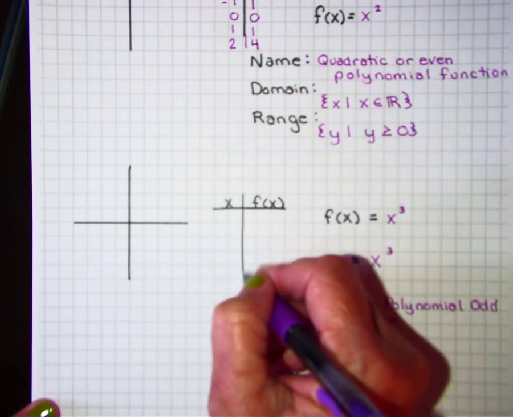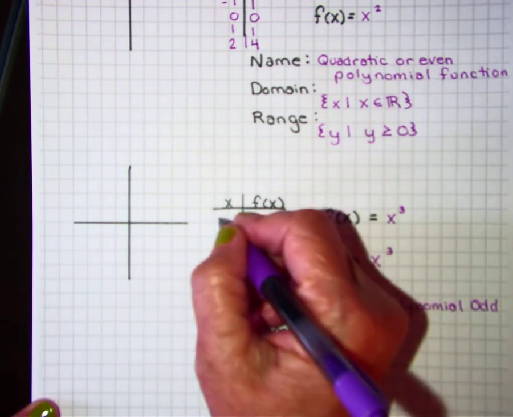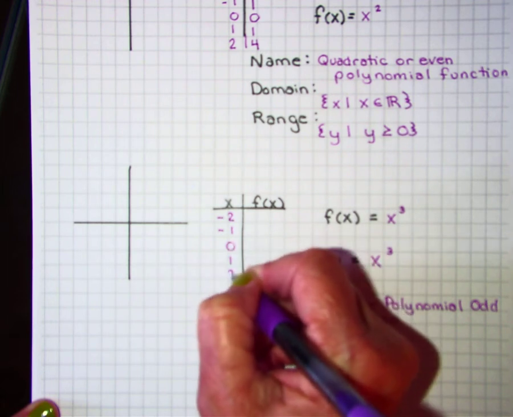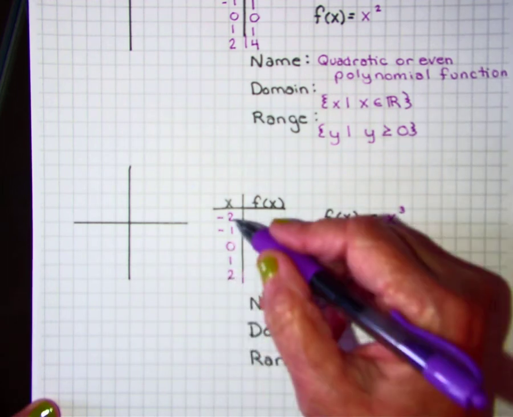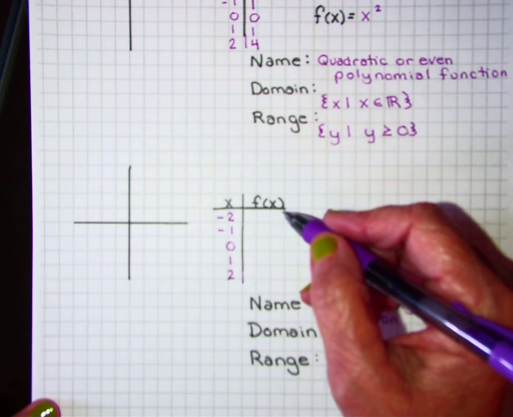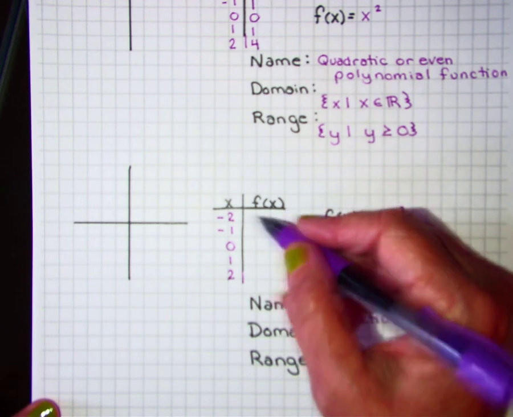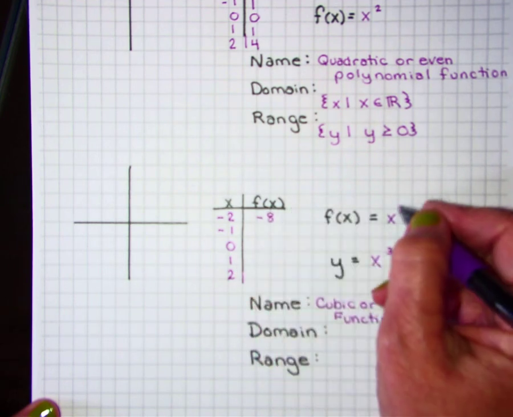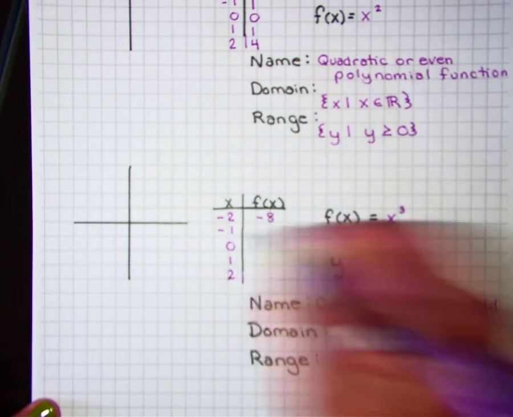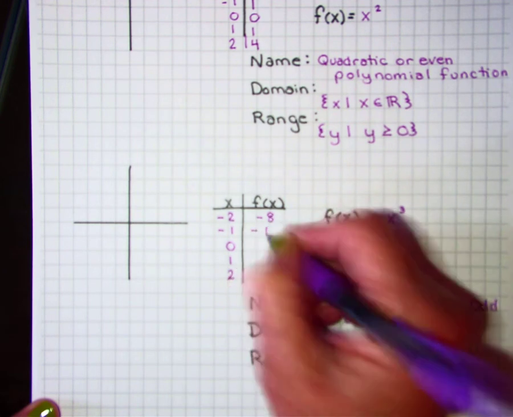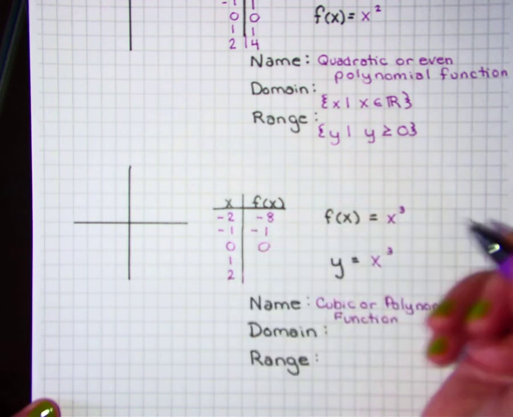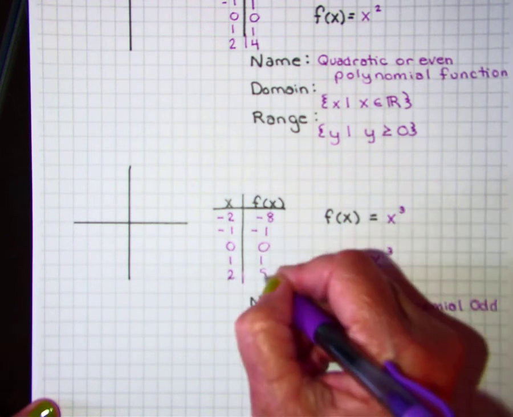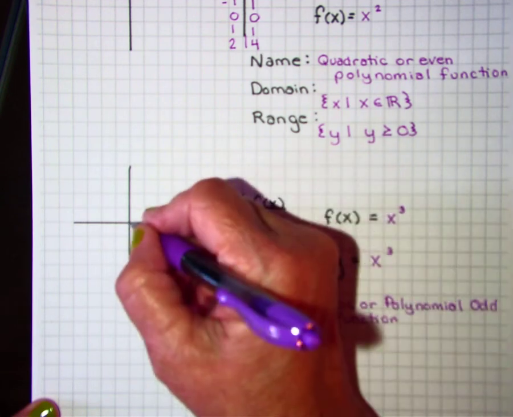Now, when I plot this one, I'm going to see some odd things. So I'll plot -2, -1, 0, 1, and 2. When I cube -2, I get -2 times -2, which is 4. And then 4 times -2, which gives me a -8. So I get a negative number back when that's an odd number. -1 will just give me a -1. 0 is 0. 1 times 1 times 1 will be 1. 2 cubed is 8. So when I plot this function, it will look like this.